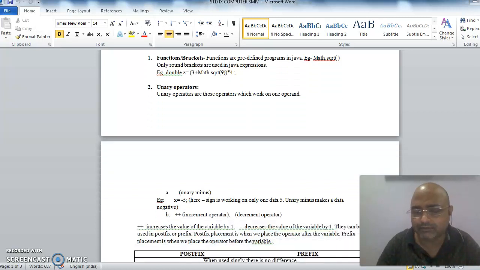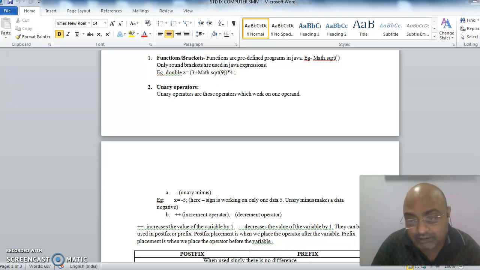Now first of all, what are unary operators? Unary operators are those operators which work on only one operand. Like suppose if I write 5 plus 2, so plus is the operator. On how many data is it working? It is working on two data, 5 and 2. So plus is a binary operator, because it is working on two data. But unary operators work on only one data.